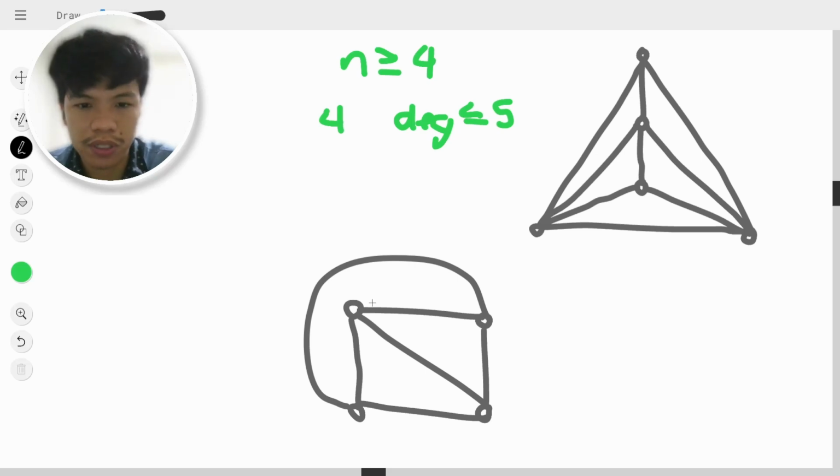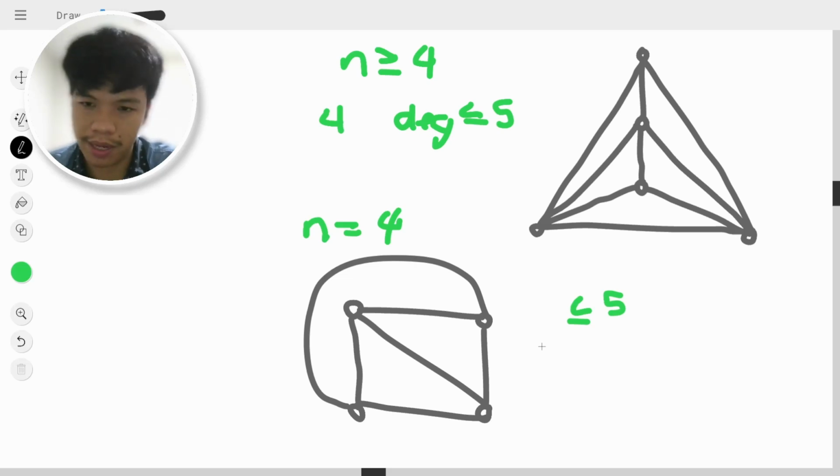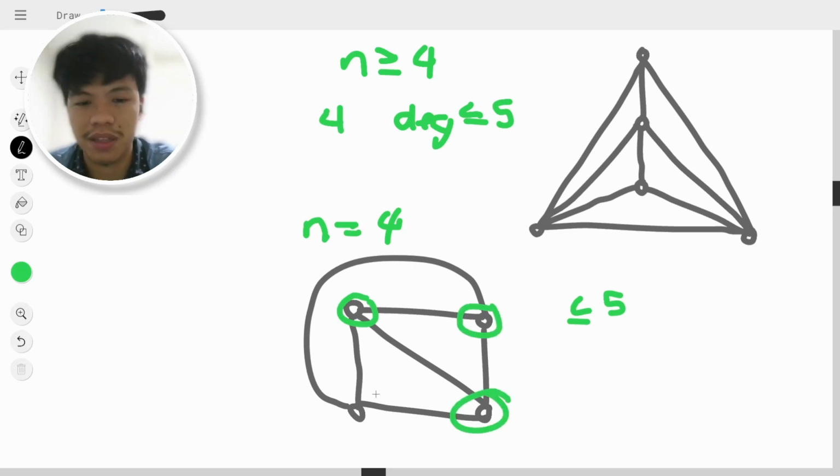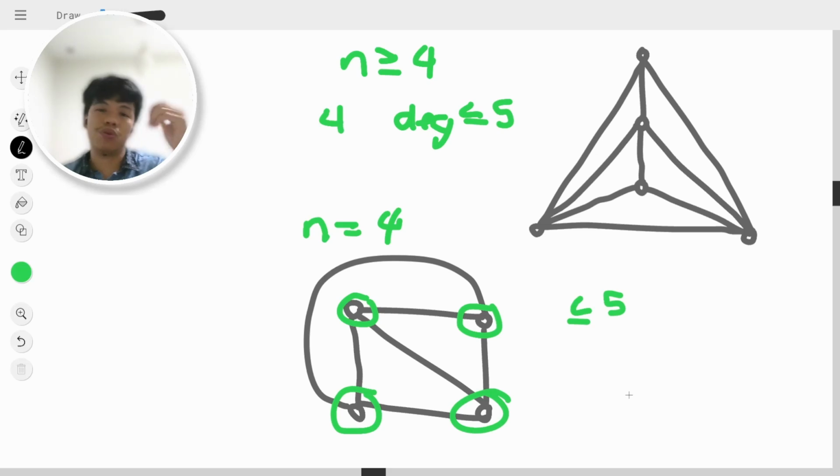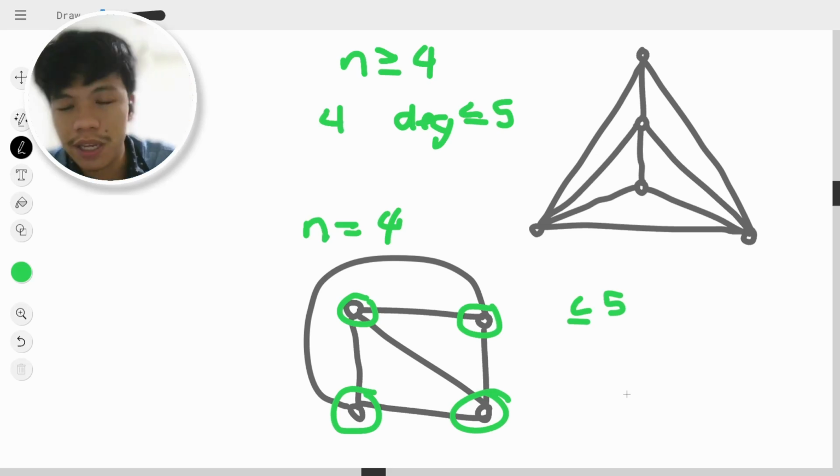Now how about for cycle 4? This is our base case, n is equal to 4. How about, for example, n is equal to 4? The four vertices have degrees less than or equal to 4, so we have at least four. As you may have seen, this one is 3, this one is 3, of course this one is 3, 3. So we have at least four vertices with degree less than 5. So the corollary is satisfied.